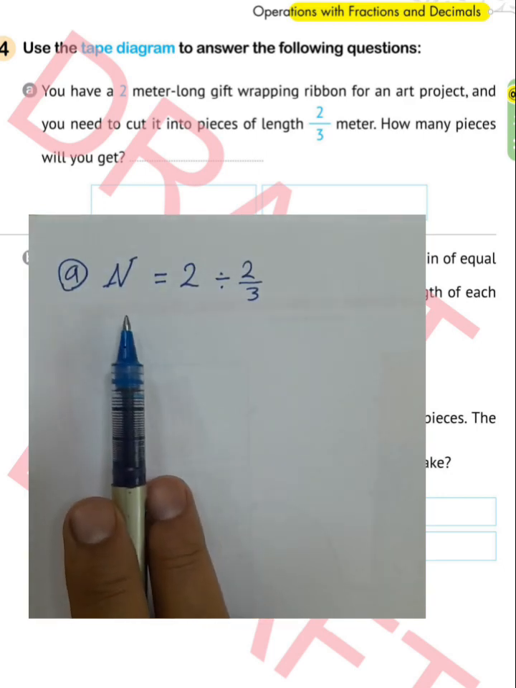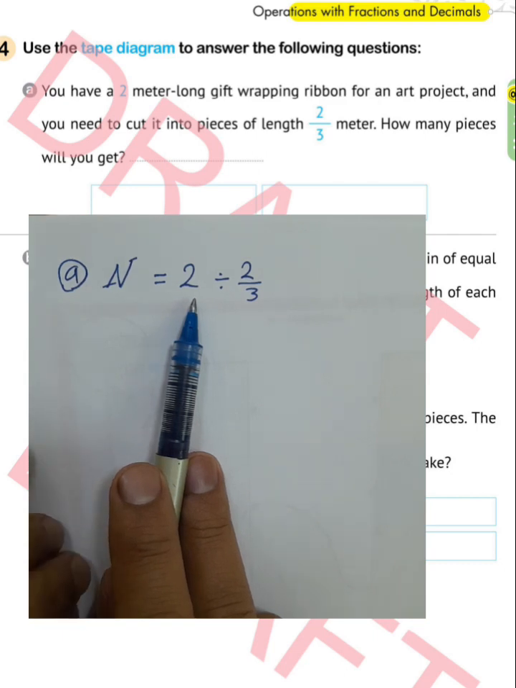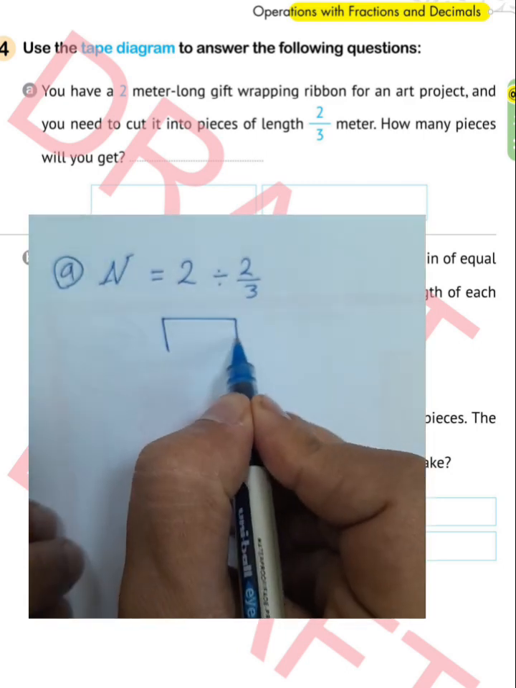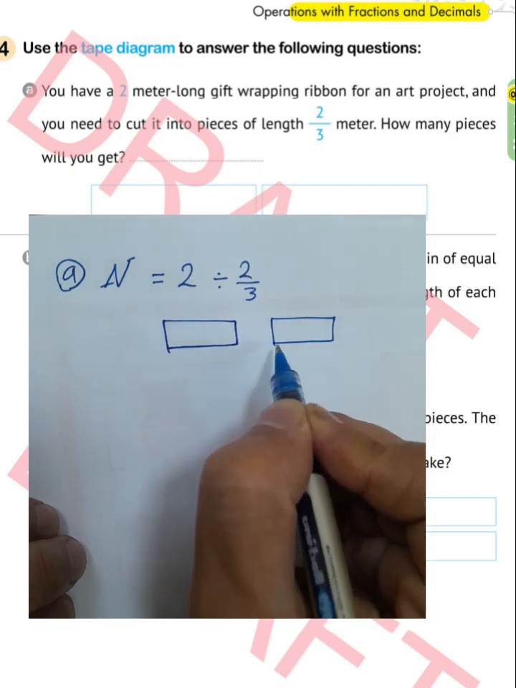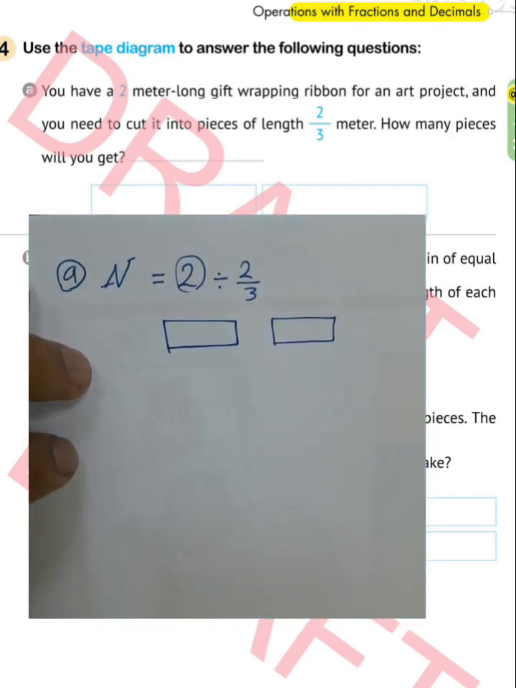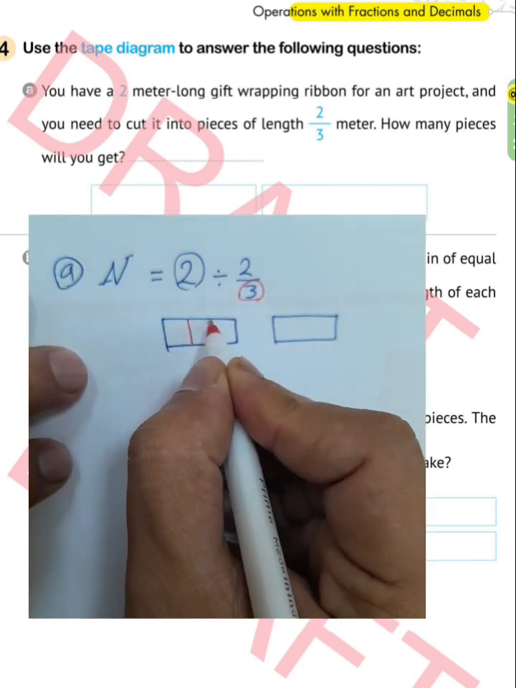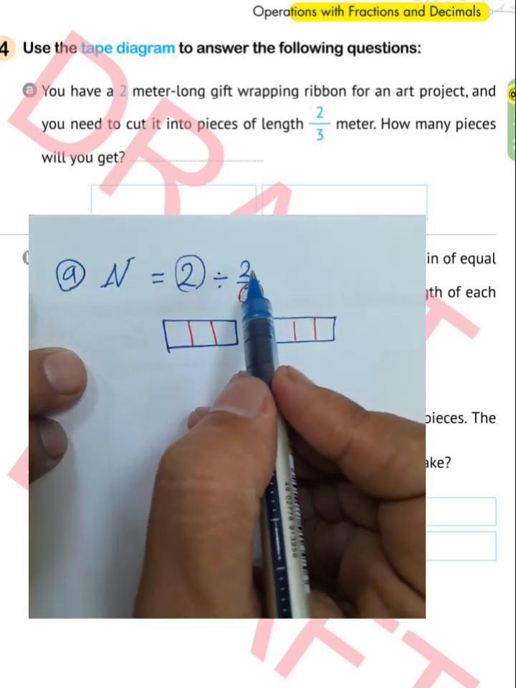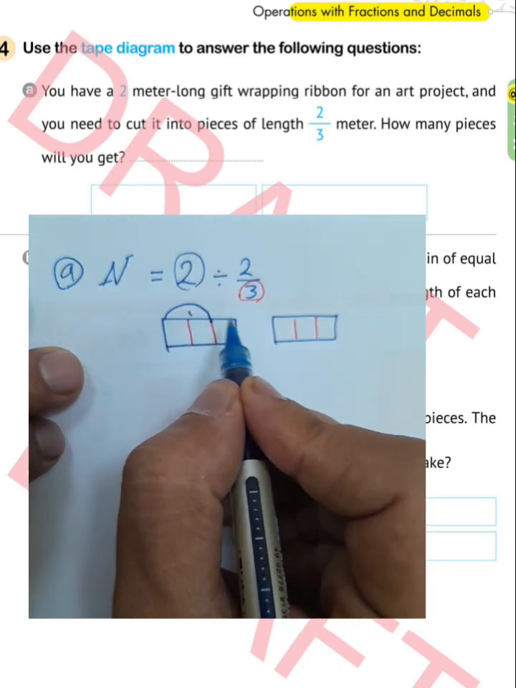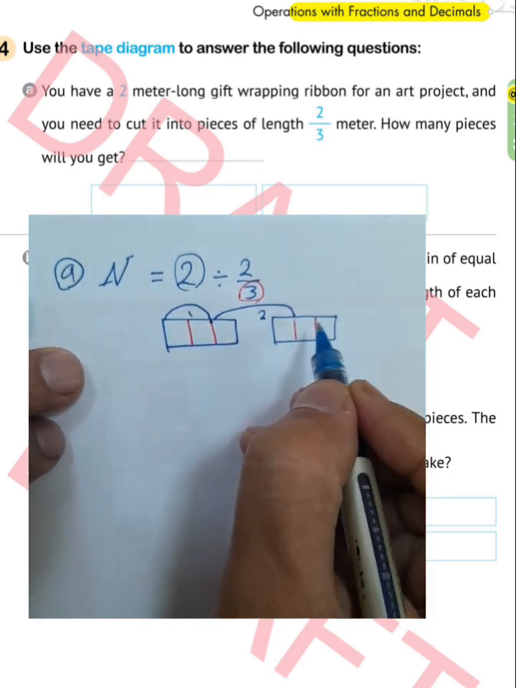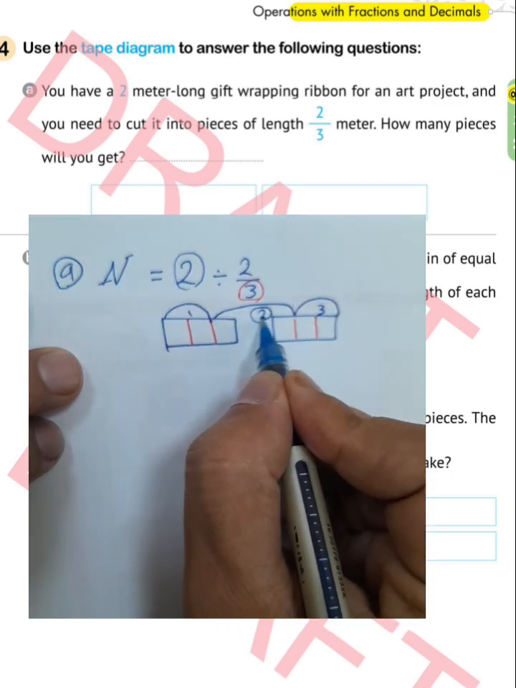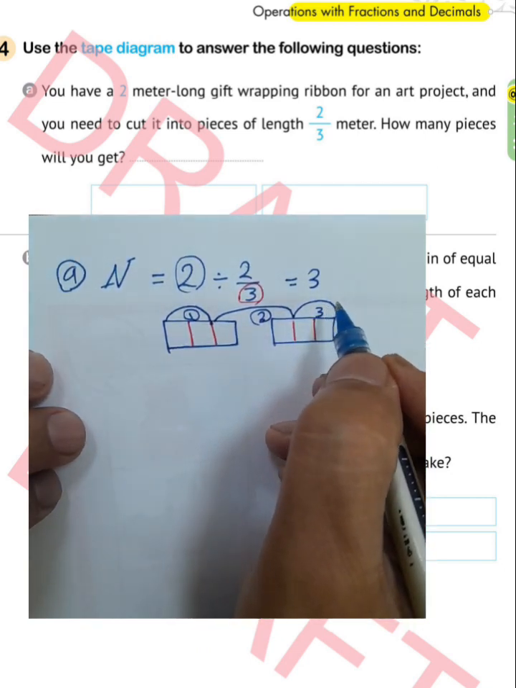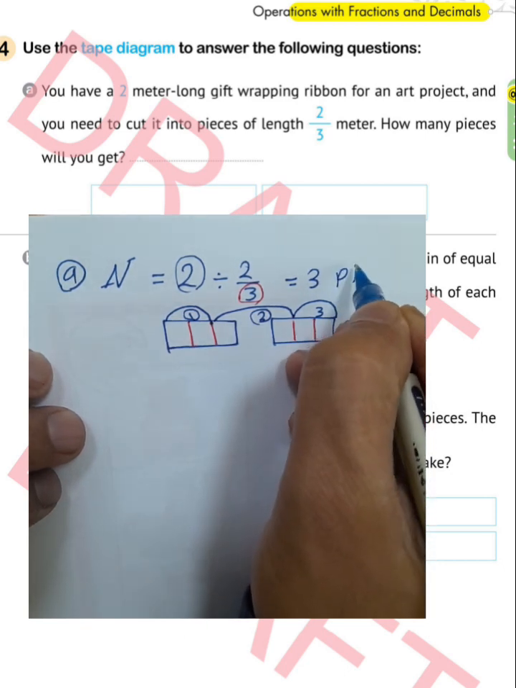Okay, 2 models, and divide each one of them into 3 parts. 1, 2, 3. 1, 2, 3. And then you can count. Each group contains two elements. First group, second group, and third group. We have no remainder. Then the result will be equal to 3. The number of pieces you will get is 3 pieces.